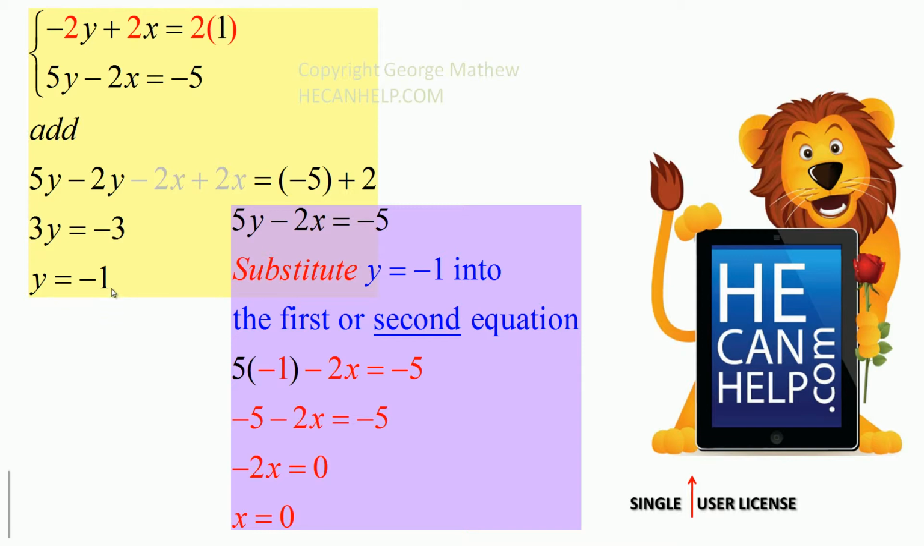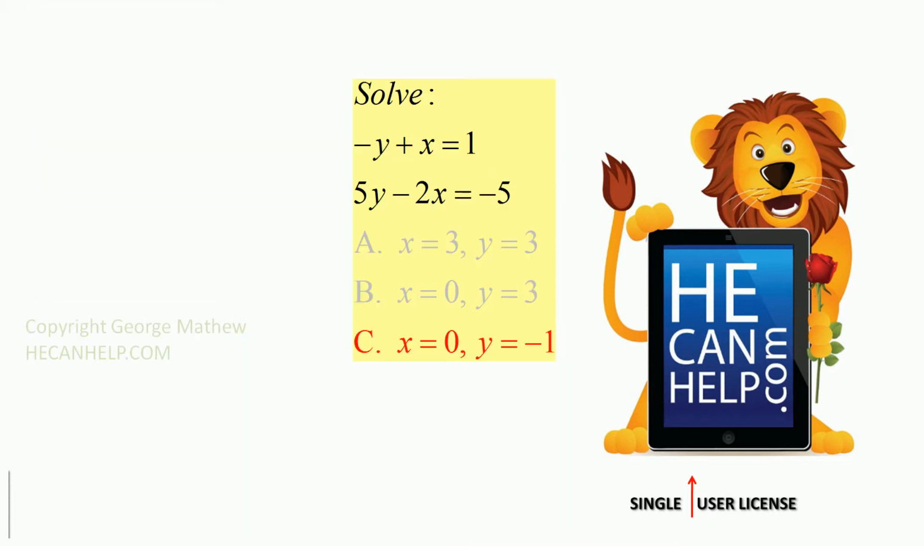y equals negative 1. Once we have y equals negative 1, you can substitute into either equation 1 or equation 2. Let's take equation 2. So 5y, y is equal to negative 1. So 5 times negative 1 minus 2x equals negative 5. 5 times negative 1 becomes negative 5. So negative 5 minus 2x equals negative 5. So what does that mean? When you add 5 to both sides, negative 5 plus 5 is 0. So you get negative 2x equal to 0, or x equal to 0. x is equal to 0 and y equals negative 1.